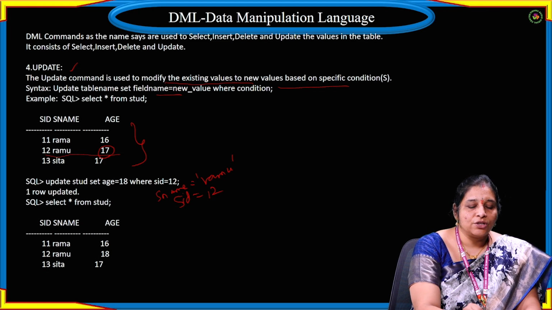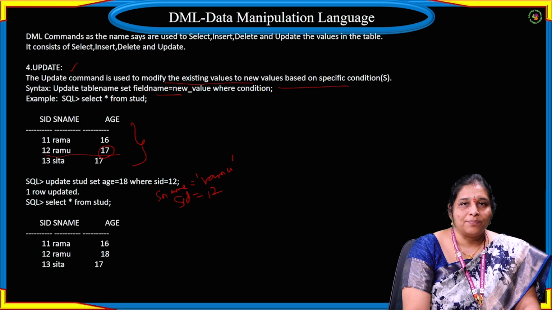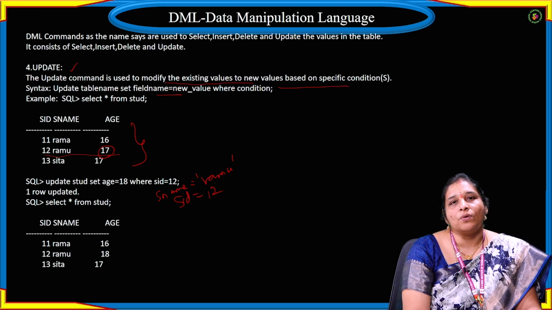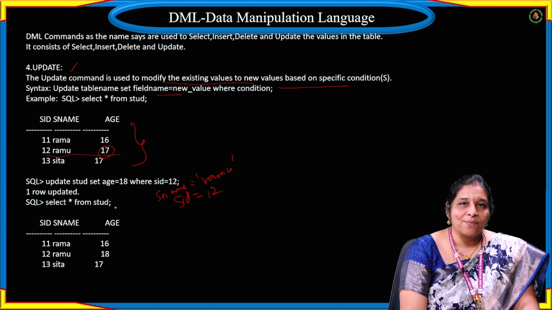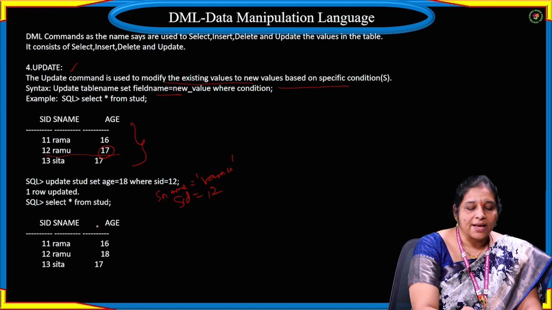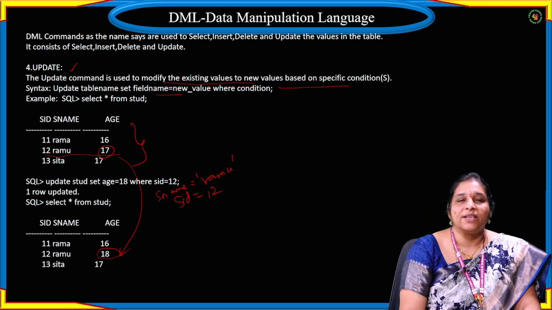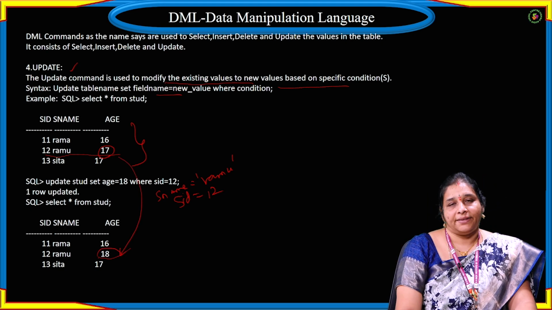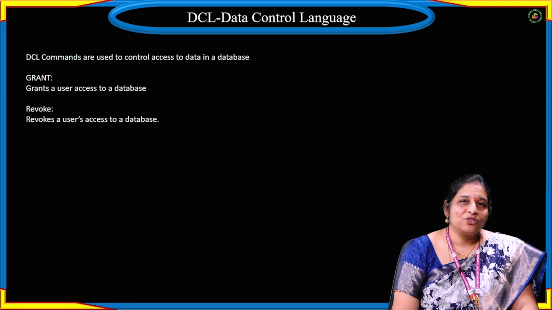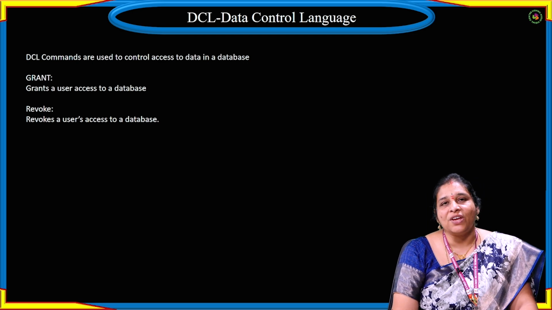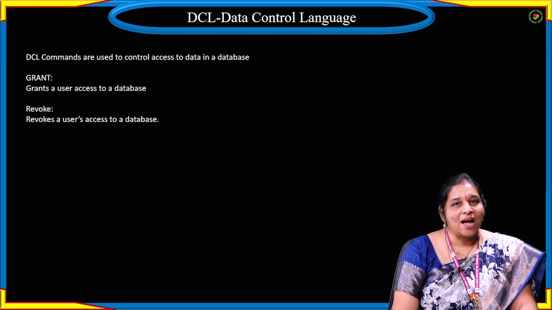So once I execute this, I'll get one row updated. I want to check whether the row got updated from 17 to 18. Then I'm going to apply the command select star from student. So SID, S name, age, and I have seen that the age of Ramu has been updated now to 18. So with this we have completed DML, data manipulation language, underneath which we have seen select, insert, update and delete.